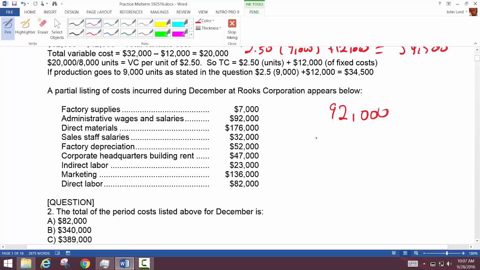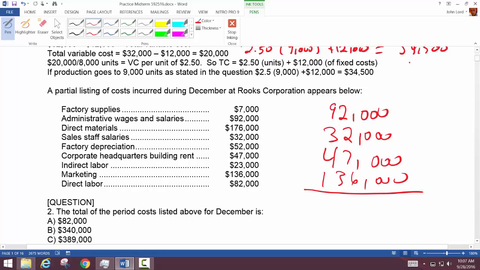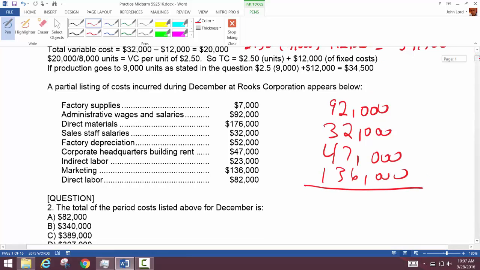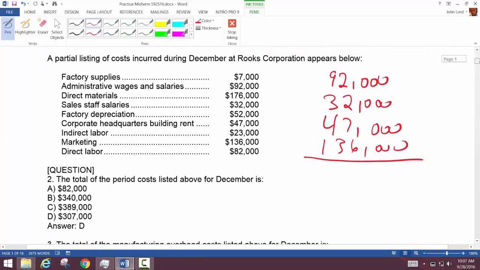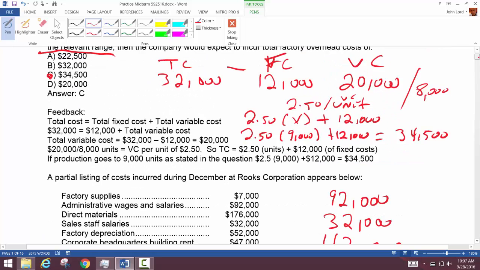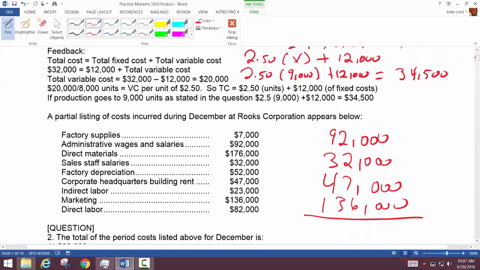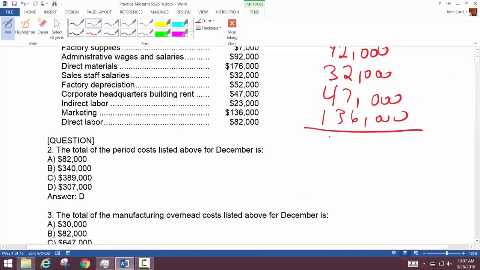I forgot what we're looking for here. Concentrate, John. We're looking for period cost. How about factory depreciation? How about this corporate headquarters building? Got to pick that up. Good. That's an administrative cost, 47,000. How about indirect labor? No. How about marketing? Got to pick these guys up. That's 136,000. So I add all this up, and do I come to what they're offering as the correct solution here? Do I come to 307? Is that what they want here? The hard part's always getting the mouse and everything to cooperate. That's 307.